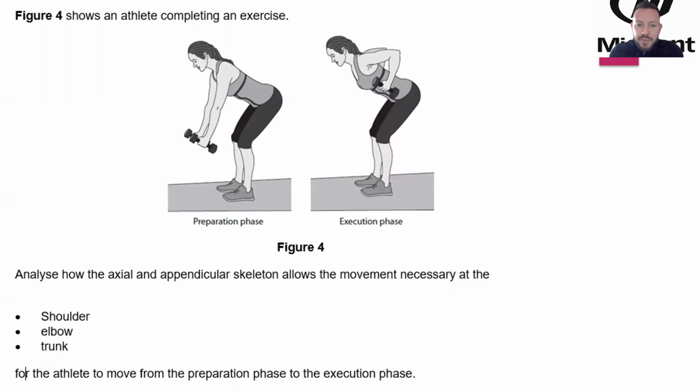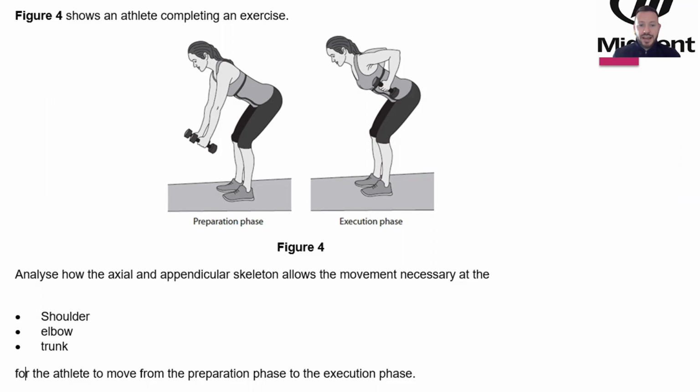How the axial and appendicular skeleton, the skeleton, allows the movement necessary at, and it will give you certain body parts to consider. In this case, it's asked for the shoulder, the elbow, and the trunk. Sometimes it's a bit more specific than that. It will ask you for the right shoulder, the left elbow, and then the trunk, perhaps. In this case, each of those sections, the shoulder and the elbow, for example, are doing the same movement on either side, so there's no need for the right or the left. Right? And underneath it says then for the athlete to move from the preparation phase to the execution phase.